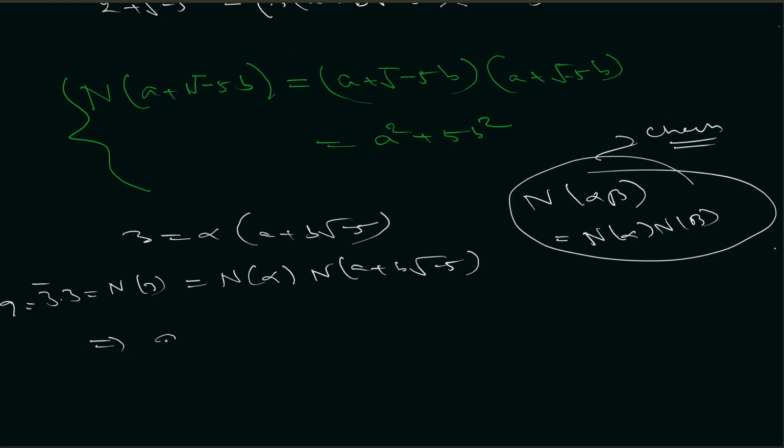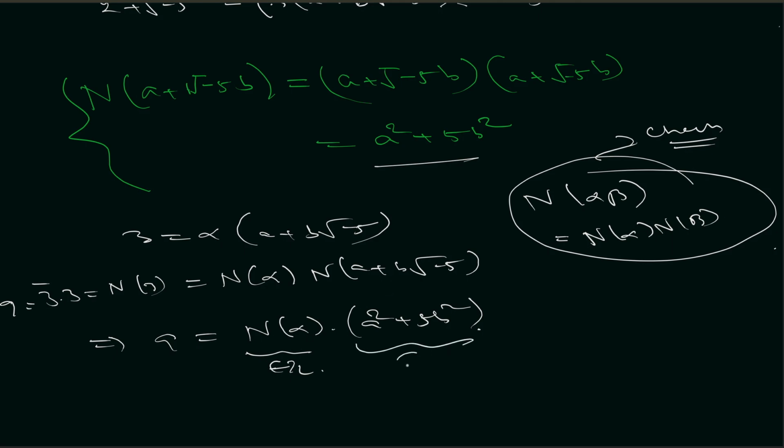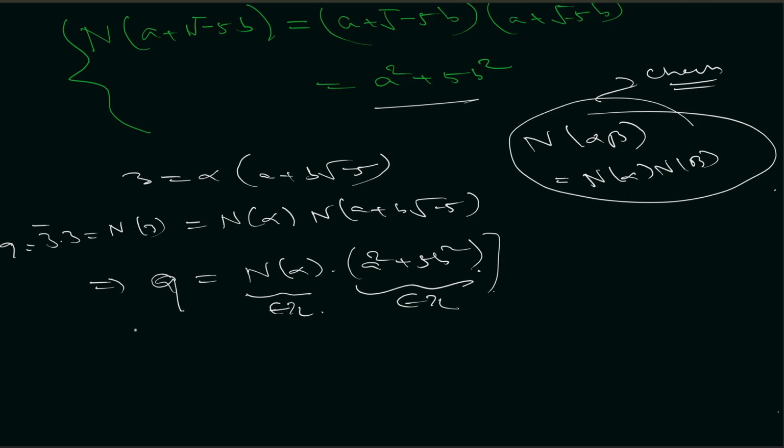So what we get finally is 9 is actually norm of alpha into norm of a plus b square root of minus 5, which we have just defined as a square plus 5b square. So this element is already in Z, or you can see this is in N, but more generally it is in Z. And this element is also in Z. So let's keep this 9 aside.